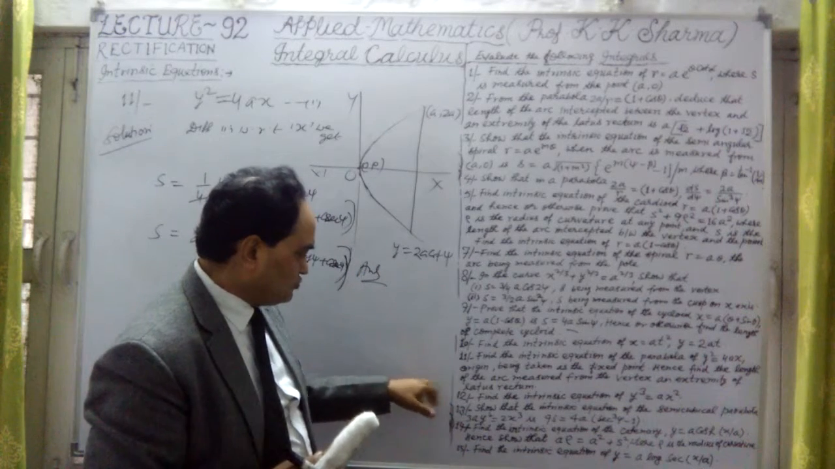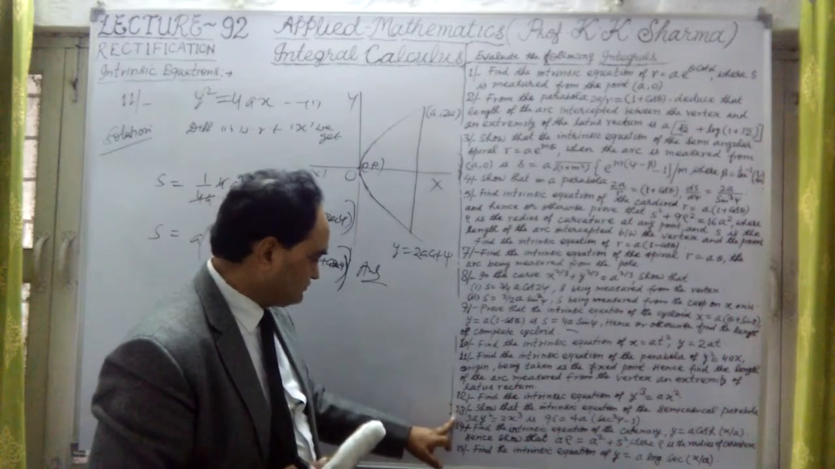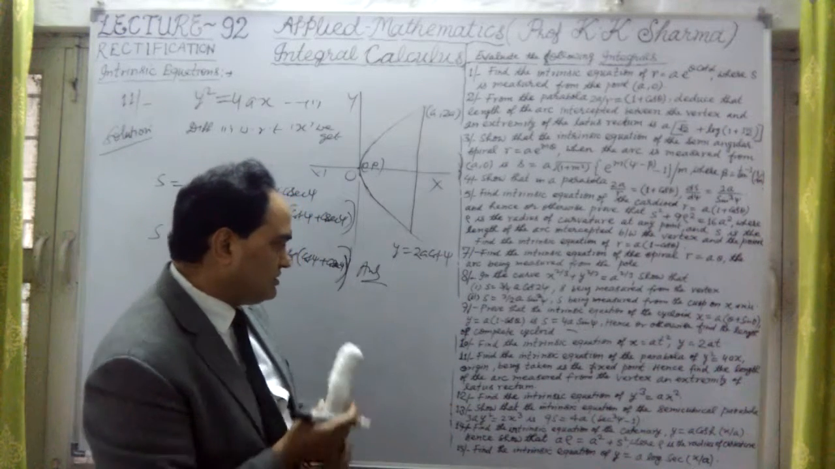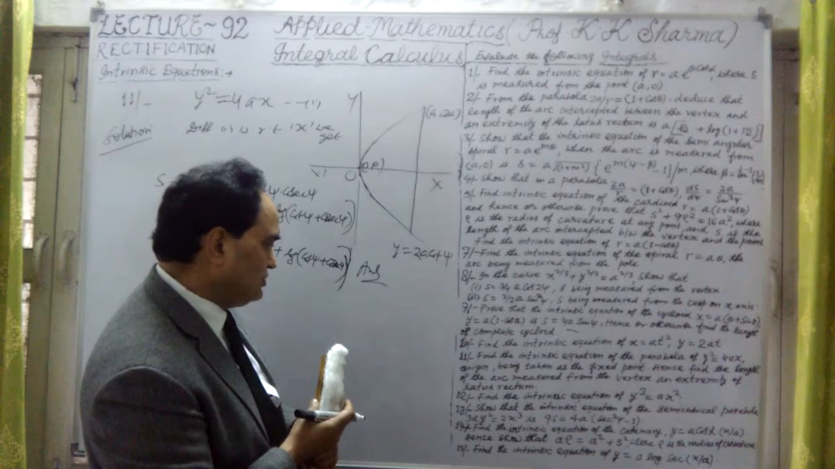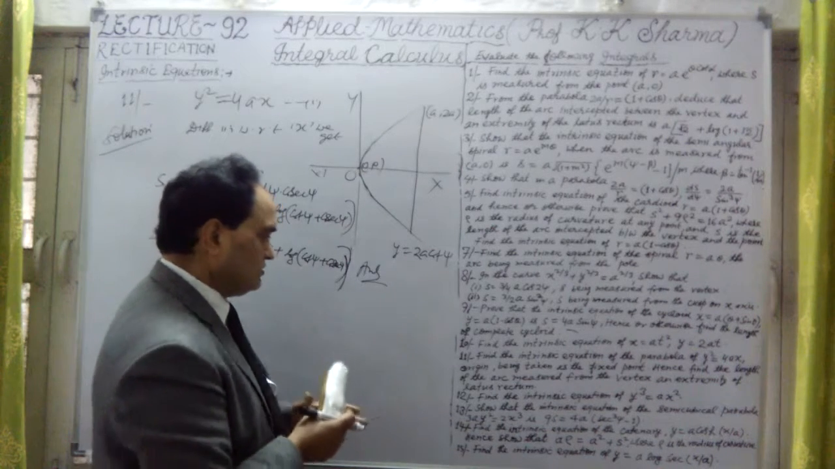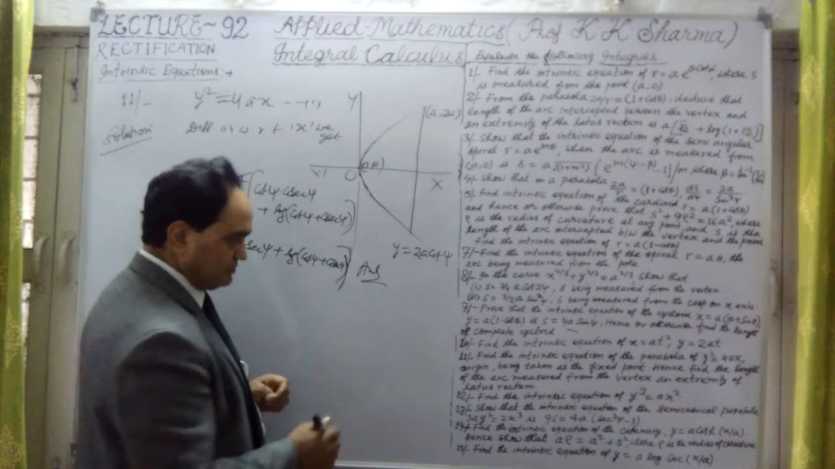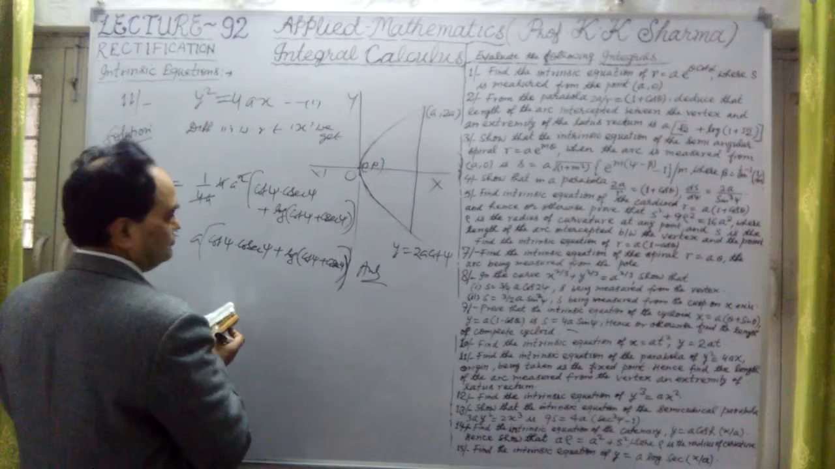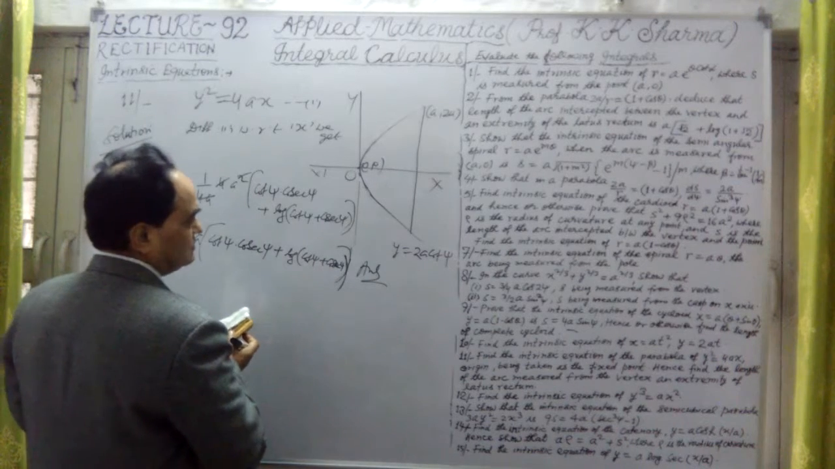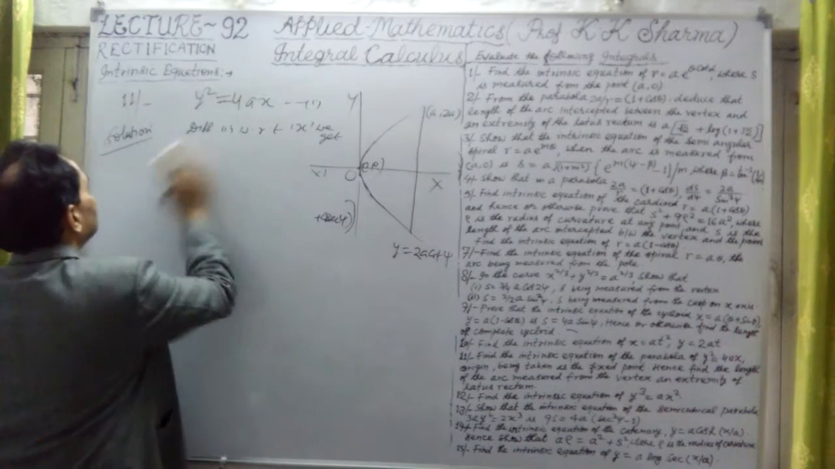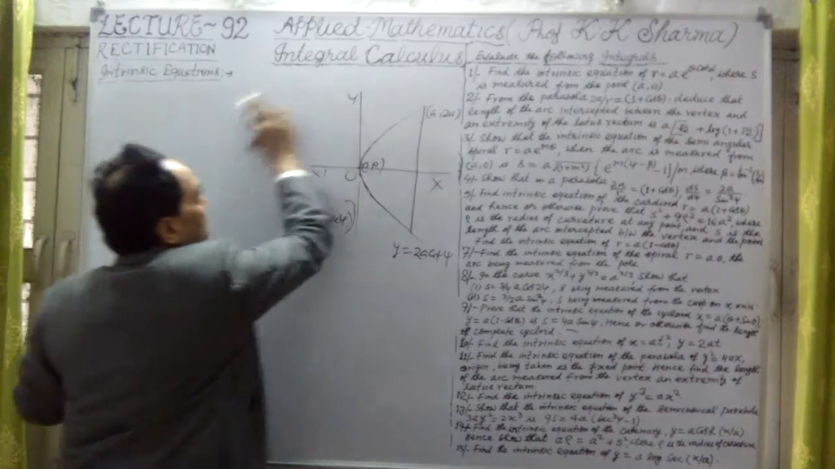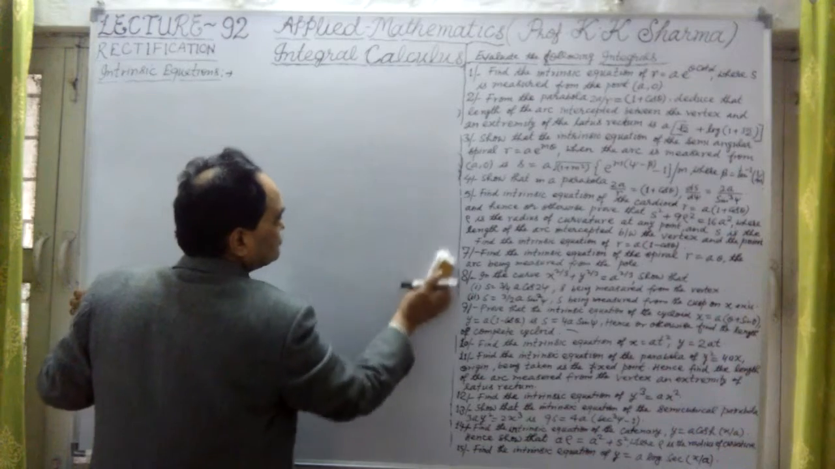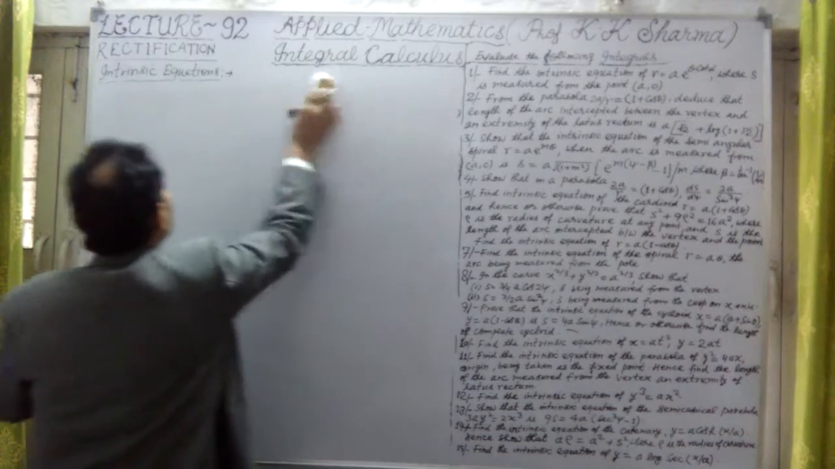Okay, now let me take question number 12. What does it say? Now it says, find the intrinsic equation of y cube equal to ax square. Nothing else is given here. Okay. Now let me take it in the same way. I have to find out ds upon dy. Okay, that I will calculate. So the intrinsic equation of question number 12.